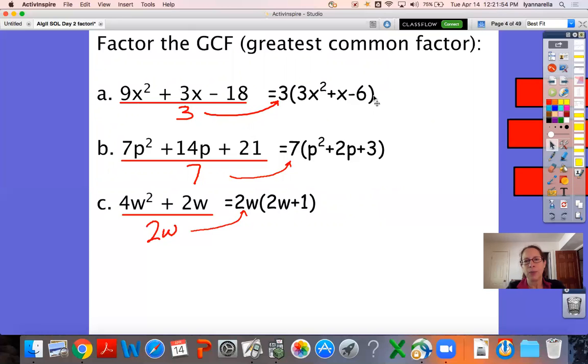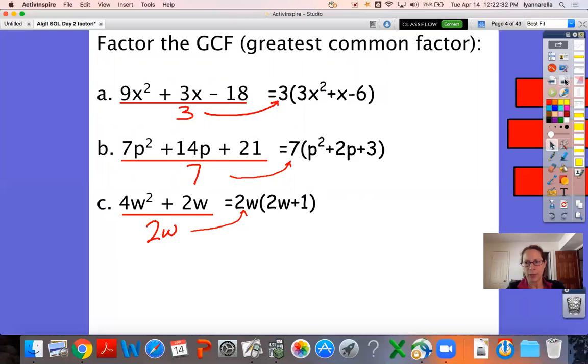Now, what comes inside these parentheses is what you get when you divide 9x squared by 3. 9x squared over 3 is 3x squared. 3x over 3 is 1x, and negative 18 over 3 is negative 6. So you never throw away the GCF. You always put it in front and then divide it out of the other 3 terms and get what's remaining. And of course, 7 goes into these 3 terms. And here, not only does 2 go into both, but so does W. So I can take the smallest variable, that's W, not W squared. But if there's no variable, you can't take any. So that's why I didn't take a P here or an X here, because there was no variable in one of the terms, so you can't take it.